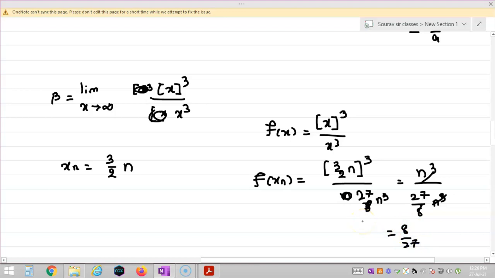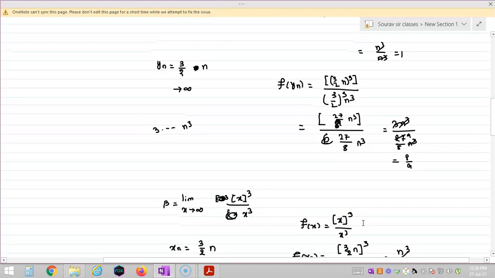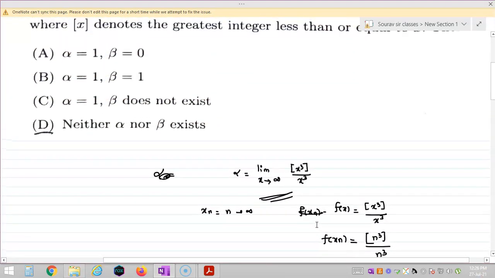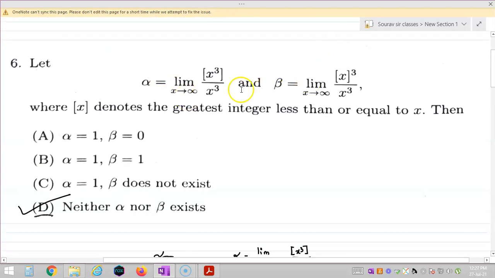Now suppose, for the time being, that beta exists. Let's see the options. You can see 8 by 27 is not available in any option, so I can conclude that beta does not exist. So option D is our correct option, that is, neither alpha exists nor beta exists. Observe that this kind of limit does not exist, right, students? So we have solved question number 6.